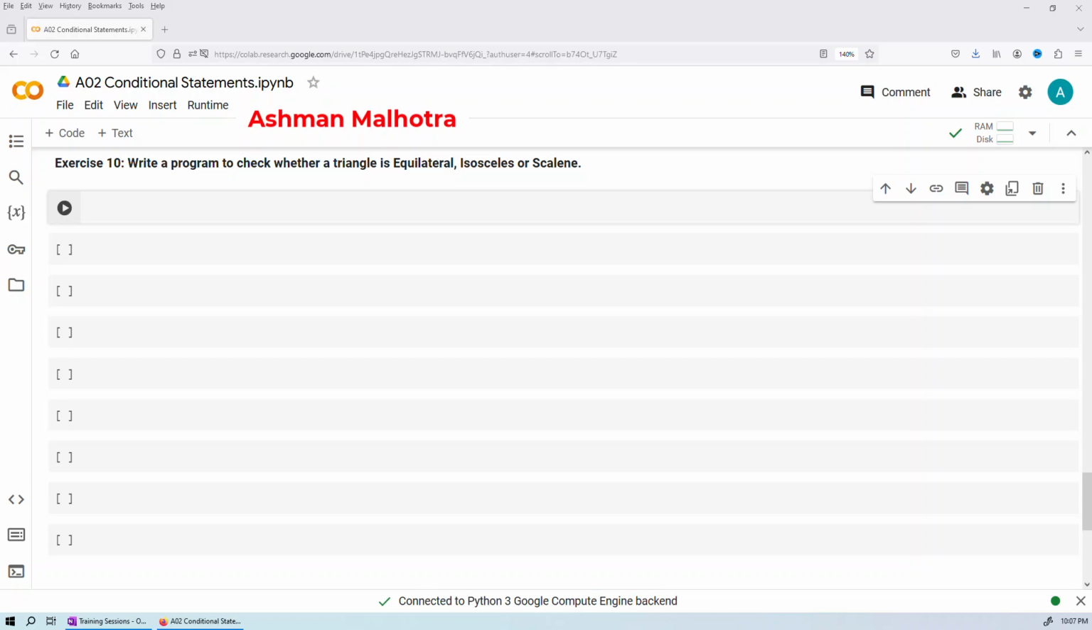In this lesson, we have to write a program that checks whether a triangle is equilateral, isosceles or scalene based on the dimensions of its sides. So before writing the solution to this exercise, let us understand what these triangles are.